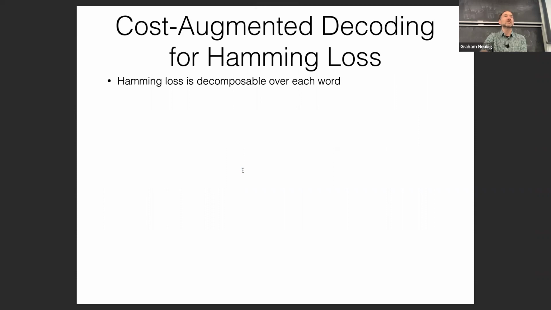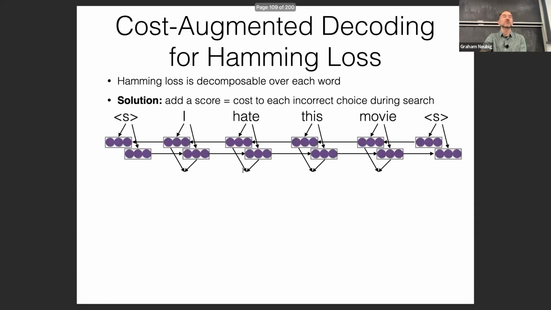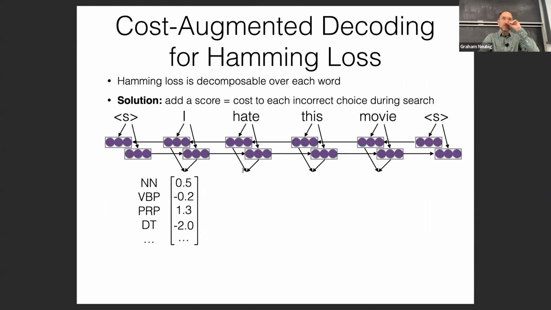The Hamming loss is decomposable over each word. So what you can do is you can add the score equal to the cost for each incorrect choice during search. So let's say we're doing part of speech tagging, and we have a score for each output according to our model. What we can do is we can add a little bit to the score of each decision.